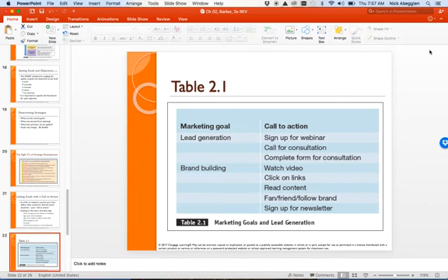Two great marketing goals. Our call to action for lead generation might be to sign up for a webinar, or call for a consultation, or complete a form for a consultation. Again, this gives us customer information that we can create leads from. And then brand building, what is that? It could be watching videos, clicking on links, reading content. So again, creating the loyalty, creating the brand around the different content that we are posting.